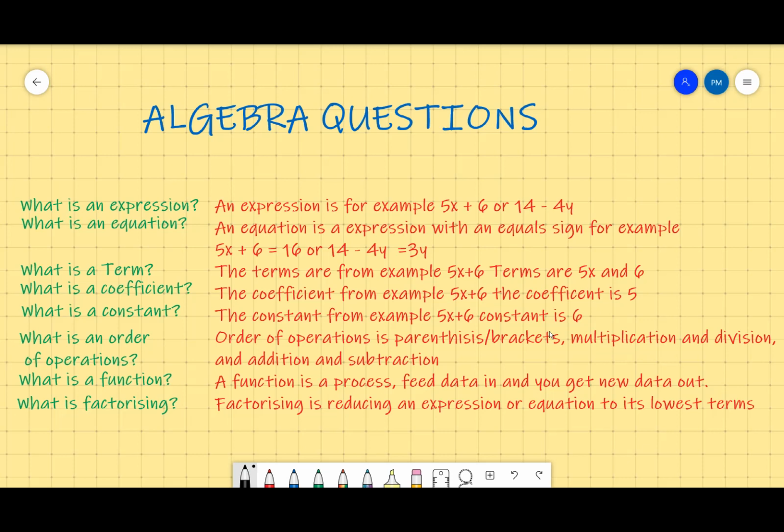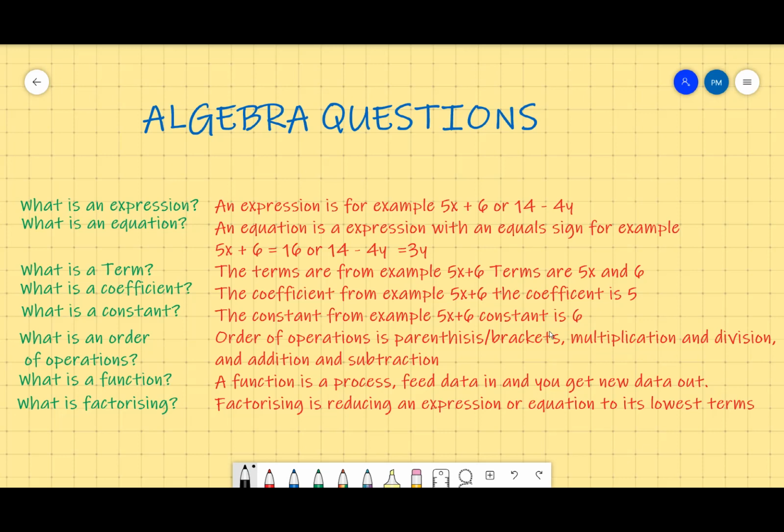Okay? The order of operations is important because if we get the order wrong, we'll end up with the incorrect answer. So let's look. First of all, parentheses and brackets first. Always parentheses and brackets first. Simple as that. Multiplication and division second. And addition and subtraction last.